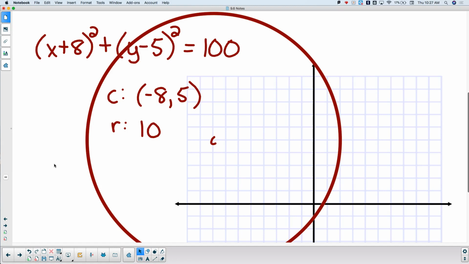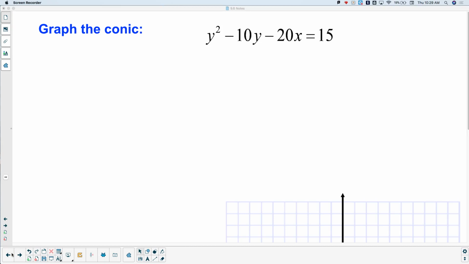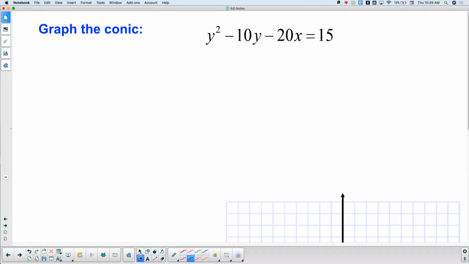Okay, questions on that one? All right, one more. Graph that one. So what shape is this?